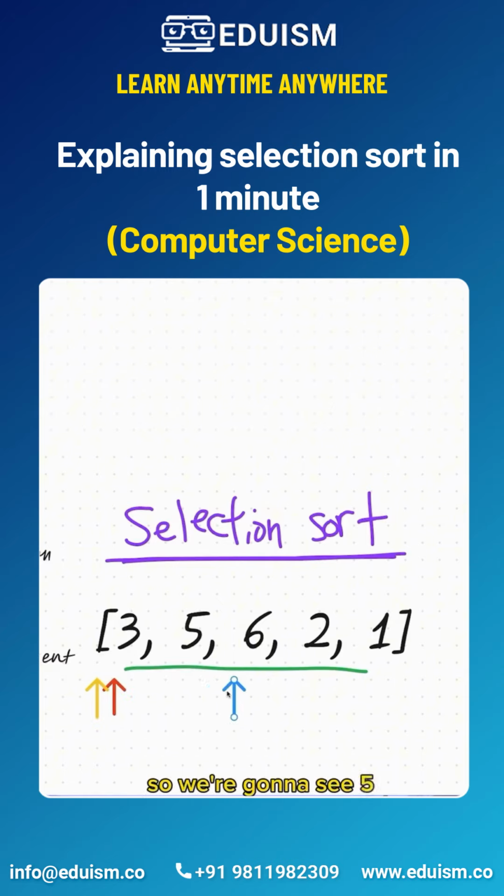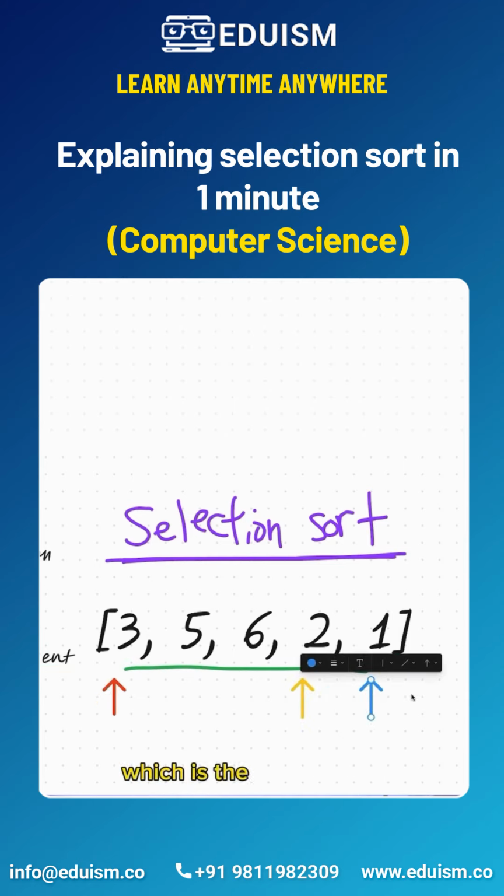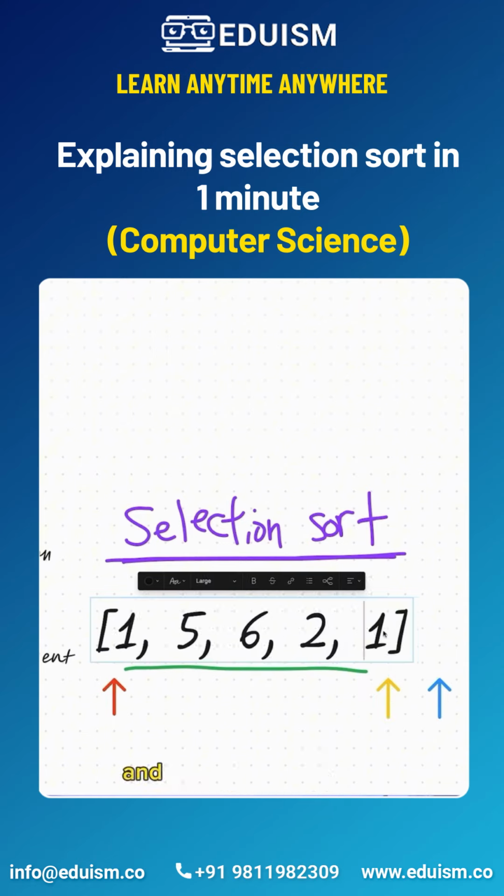So we're going to see 5, 6, and then we see 2. So now let's move the yellow one to 2. And next we see 1, which is the new smallest element. So now let's move the yellow arrow over, and now there's no more elements. So now we can swap 3 and 1. So let's change this to 1, and now let's change this to 3.